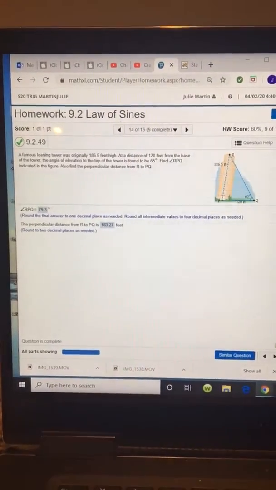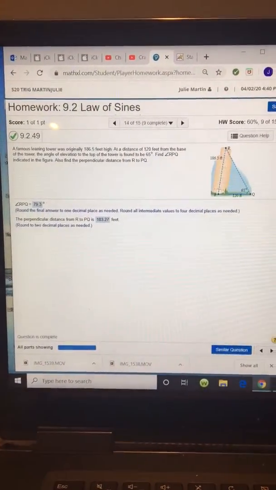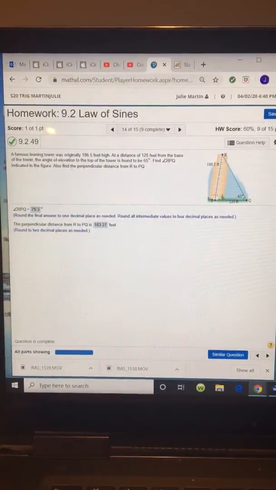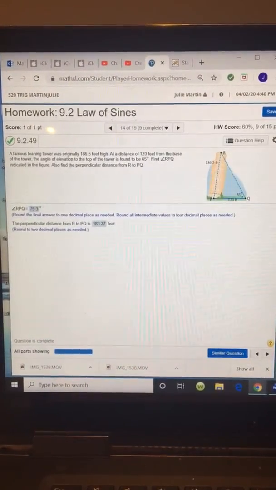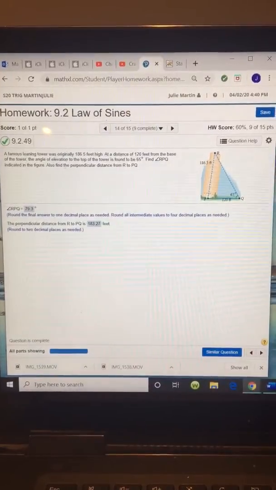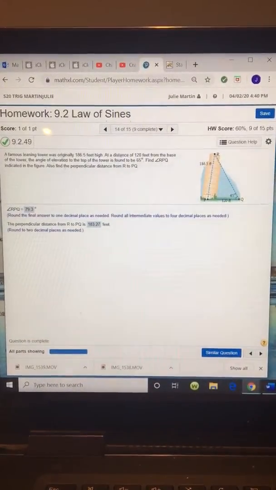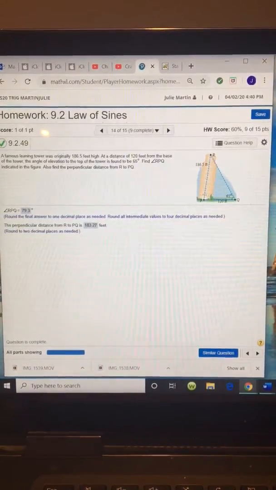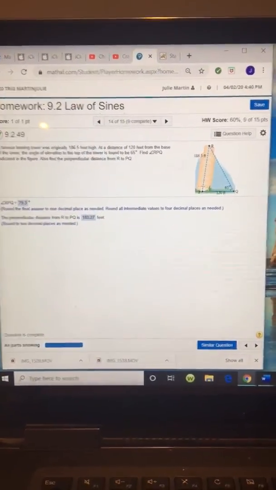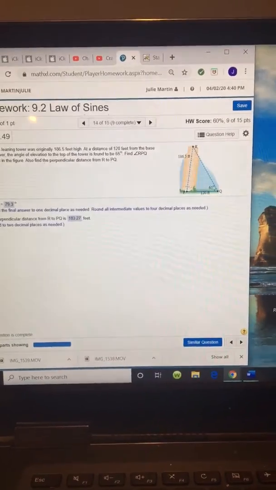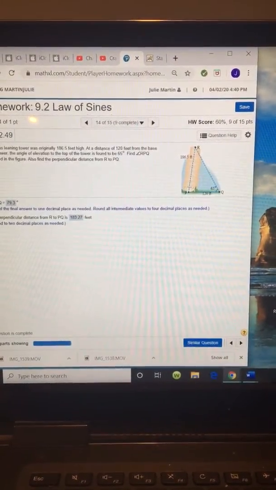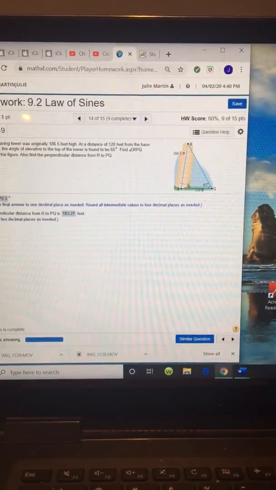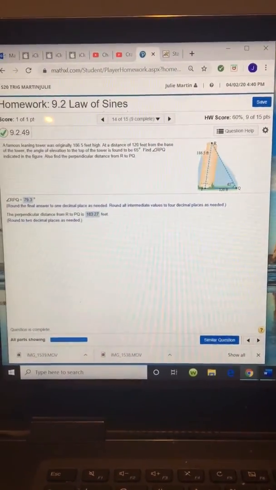Okay guys, I had a request for the second part of number 14. It says a famous leaning tower was originally 186.5 feet high. At a distance 120 feet from the base of the tower, the angle of elevation to the top of the tower is found to be 65 degrees. Find angle RPQ indicated in the figure. Also find the perpendicular distance from R to PQ.